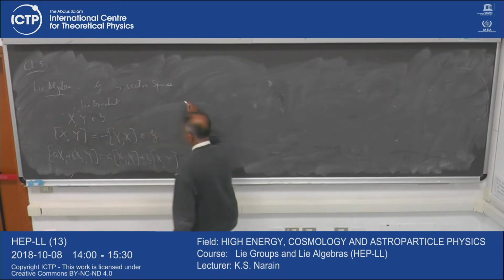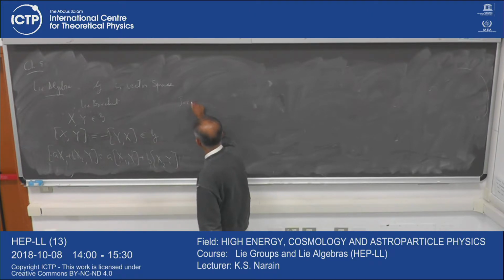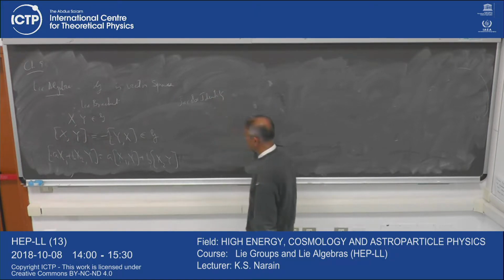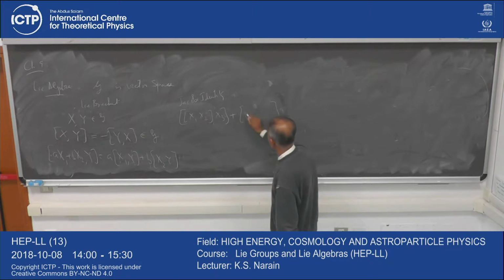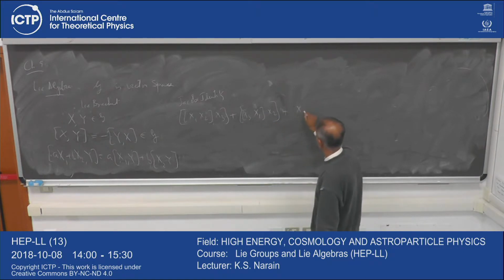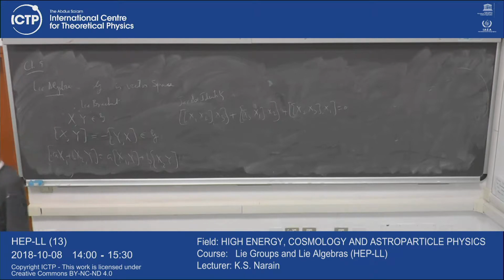And very importantly, it satisfies the Jacobi identity. The standard Jacobi identity: [x1,[x2,x3]] plus the cyclic terms, [x3,[x1,x2]] plus [x2,[x3,x1]], equal to 0. These are the basic conditions, that's the definition. So any G which satisfies these conditions is called a Lie algebra.